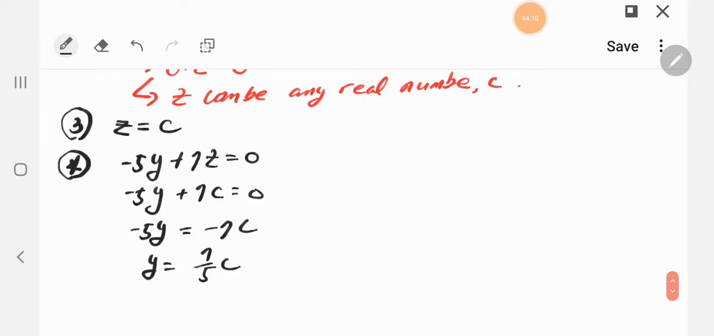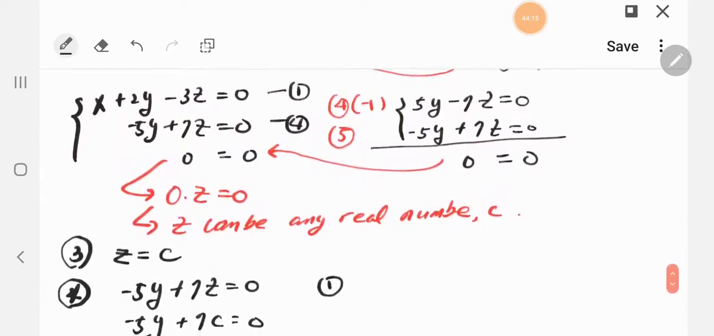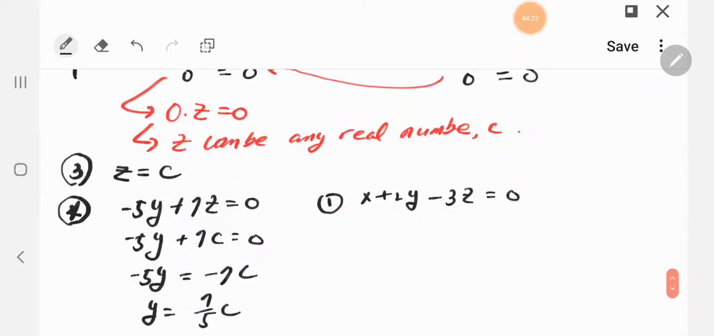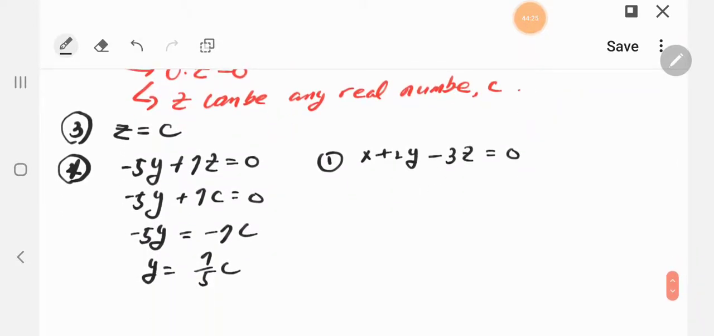Then from the first equation, we don't have enough space, so let's move to the right. The first equation is x plus 2y minus 3z equals 0. So let's replace y and z in terms of c. So x plus 2 times y, which is 7 over 5 c, minus 3c is equal to 0. So let's multiply 5 on each side.